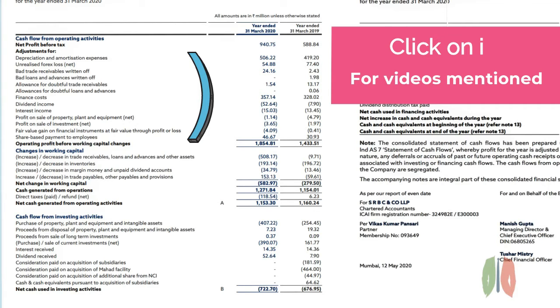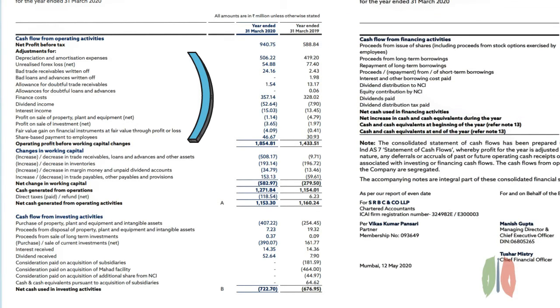So we will see from first, cash flows from operating activities, which is by selling FDFs and formulations. The operating profit before working capital changes is 1854.81, and the net change in working capital is 582.97. So by removing this 582.97 from 1854.81, we'll be getting cash generated from operations, that is 1271.84, and by removing the taxes we'll be getting 1153.3, which is A.